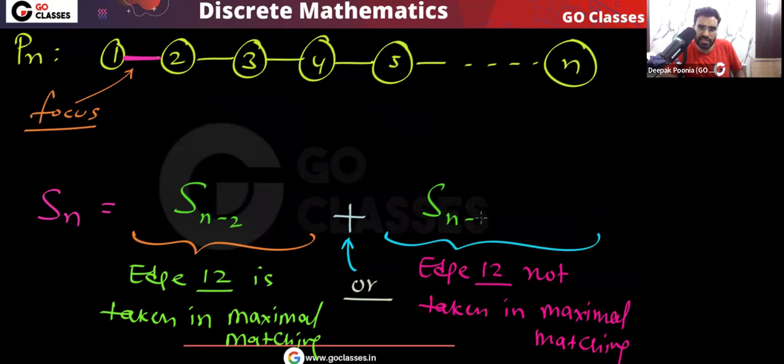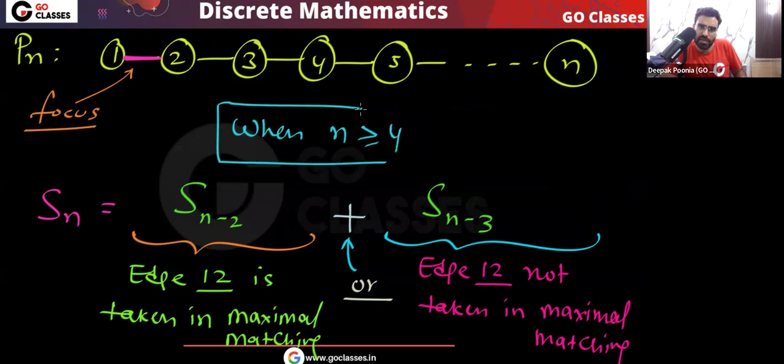And remember, this recurrence relation will work when n is greater than or equal to 4. What is the reason? This recurrence relation will not work if you have n equal to 3 or 2, because if I put n equal to 3, think about it. If I put n equal to 3, then S3 will be equal to S1 plus S0.